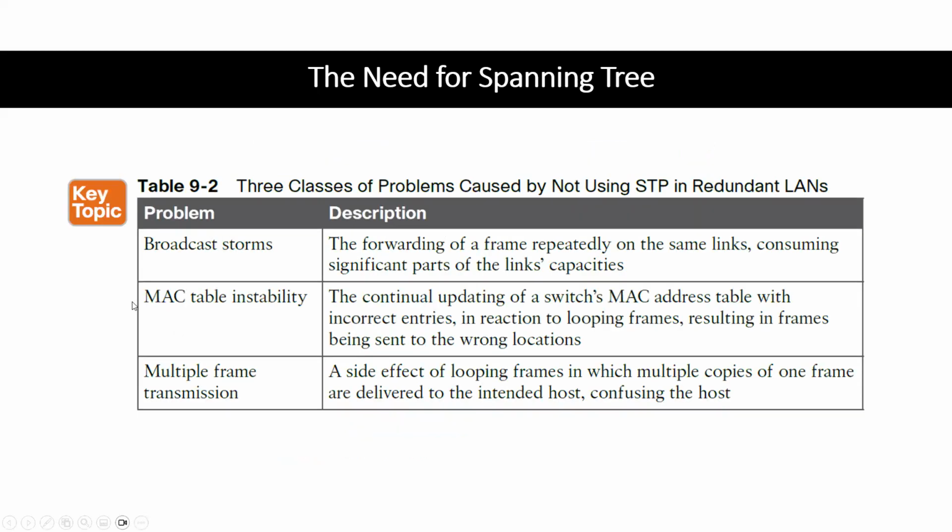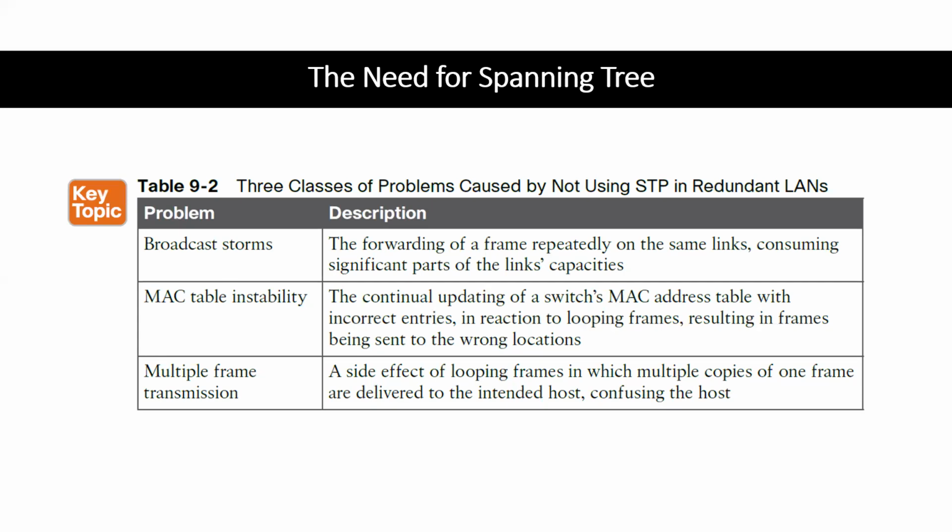All right, so we spoke about broadcast storms. Let's go ahead and read Cisco's definition of it, because of course we're going through the exam. So the problem: we're going to discuss these three classes of problems caused by not using STP. Broadcast storms: the forwarding of a frame repeatedly on the same links, consuming significant parts of the links' capacities. Short and sweet. Make sure you guys remember that.